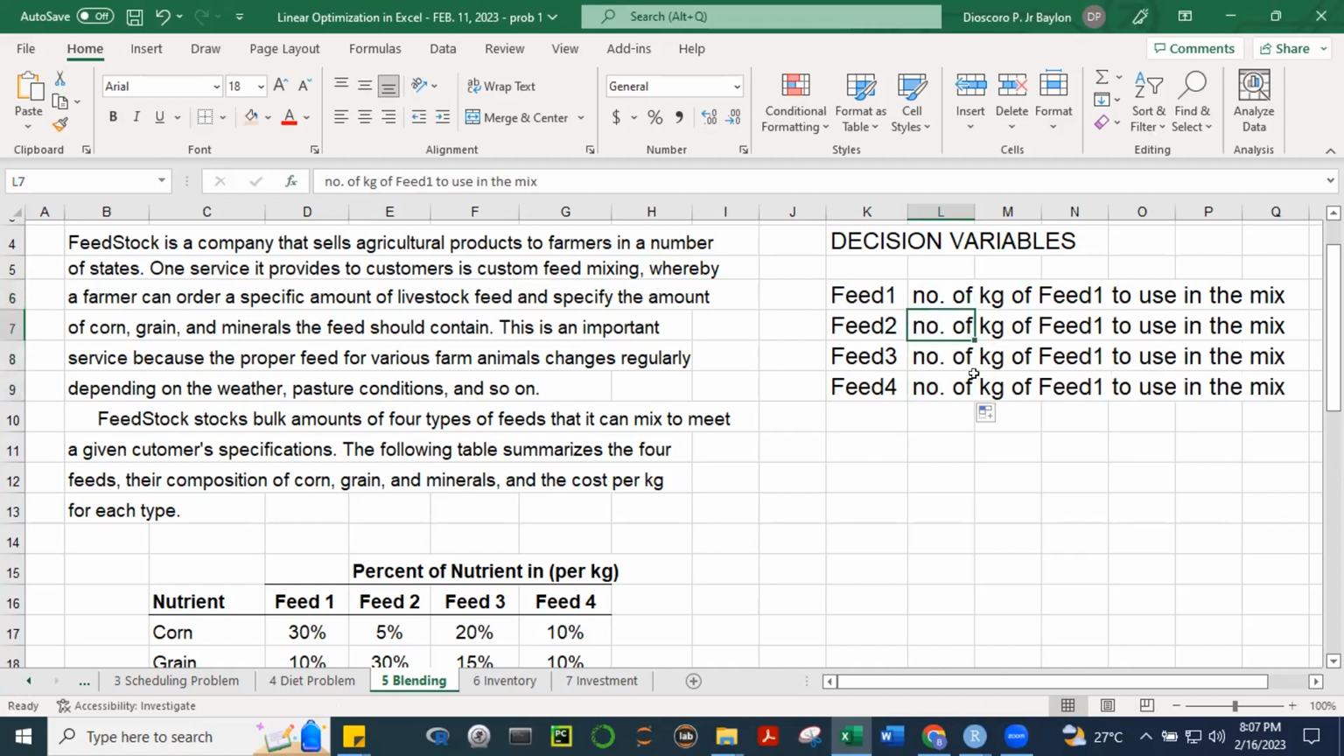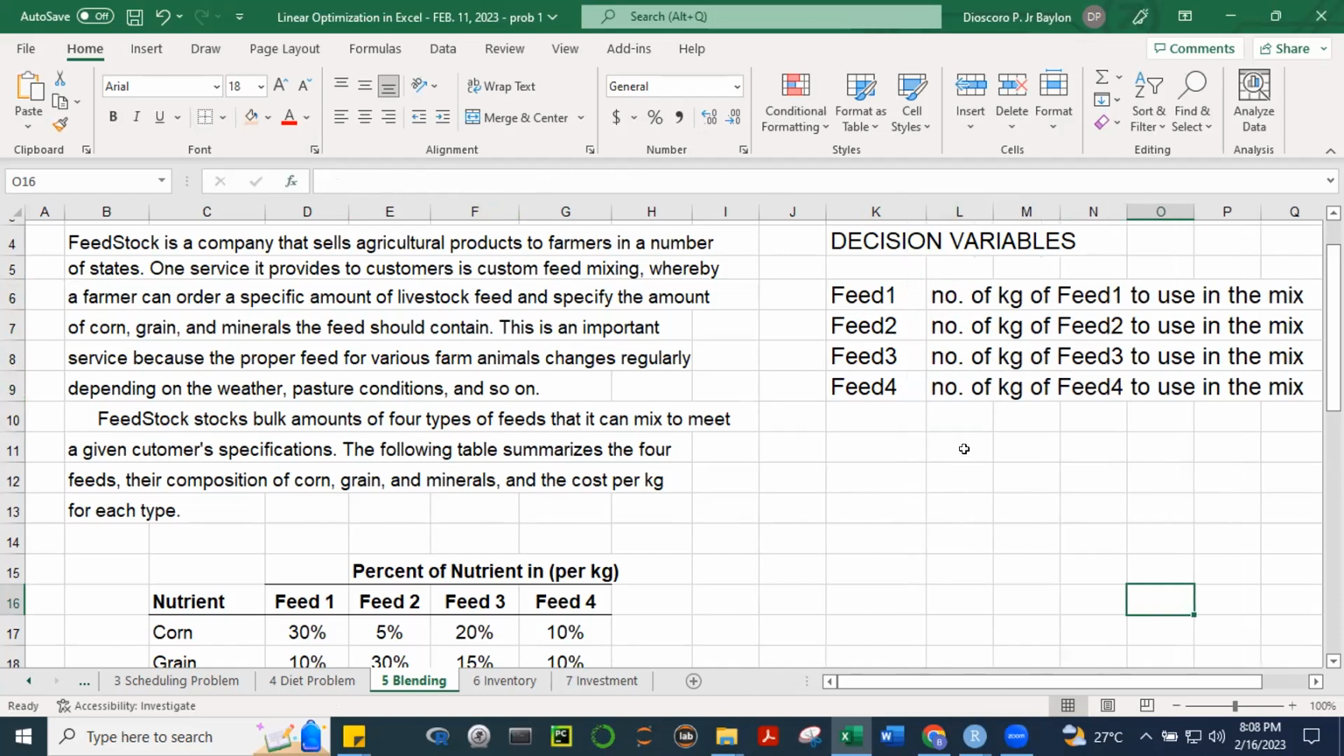So this is feed 2, feed 3, feed 4. All right. So feed 1, we call feed 1 as the number of kilograms of feed 1 to use in the mix. Okay. All right. Any questions about our decision variables? This is what we want. Clear ba so far, class? Our decision variables.